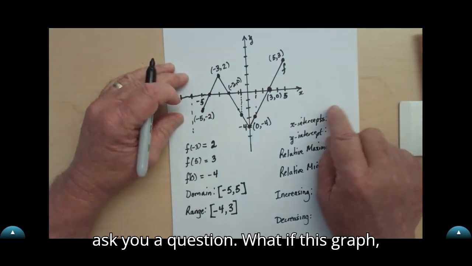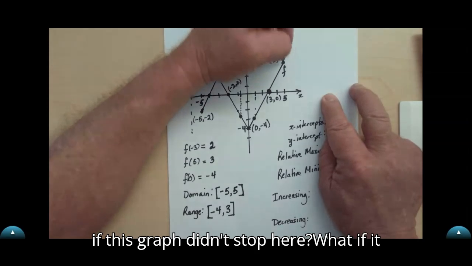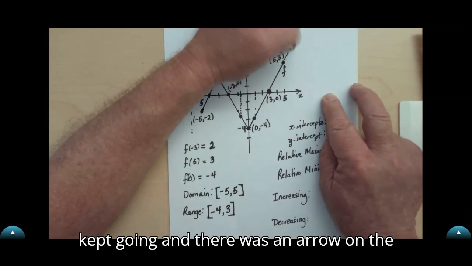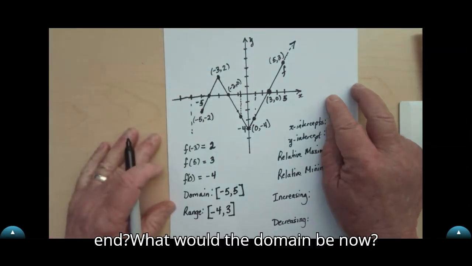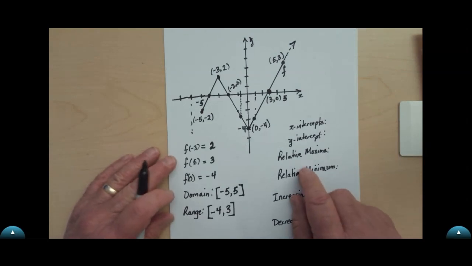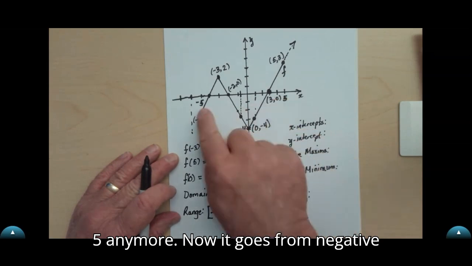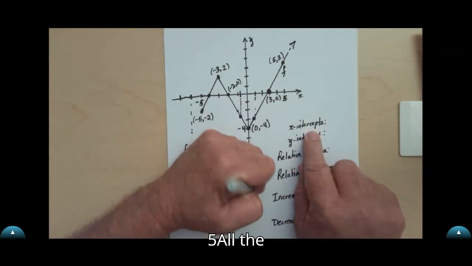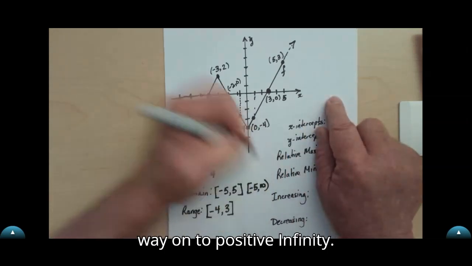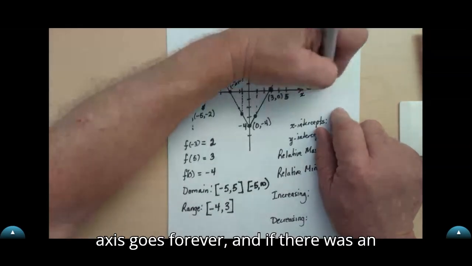Now let me ask you a question. What if this graph, let me make a slight change to it. What if this graph didn't stop here? What if it kept going and there was an arrow on the end? What would the domain be now? Yeah, it's not -5 up to 5 anymore. Now it goes from -5 all the way on to positive infinity, because remember, this x-axis goes forever.